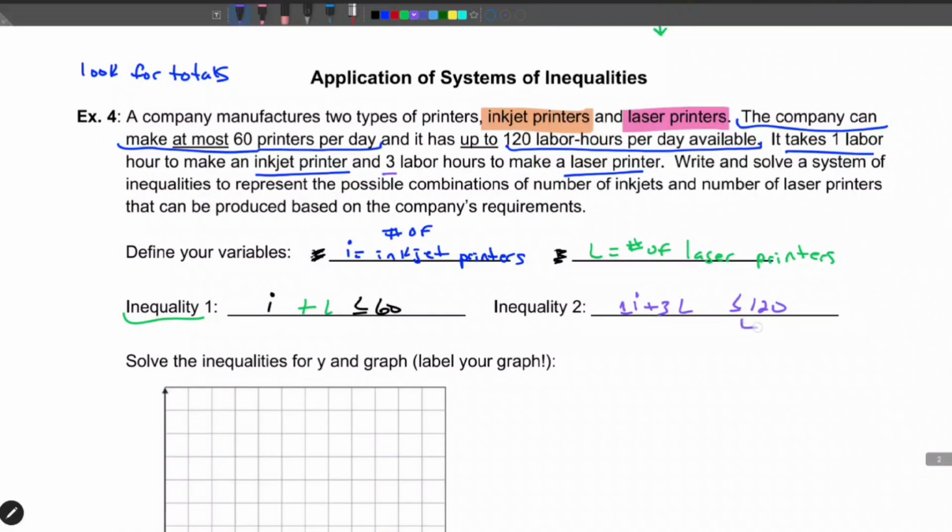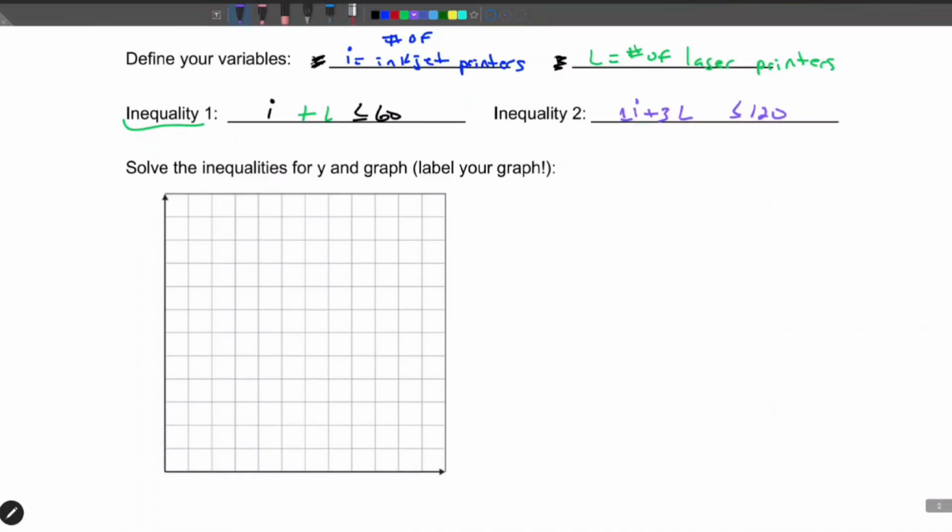And so the 120 labor hours, I equated that back to the hours that it takes to make each printer. If we knew how many inkjet printers and how many laser printers they had, we could multiply the inkjet printers by 1, which is just going to give us whatever that number is, and the number of laser printers by 3, and we cannot exceed 120 labor hours. I want you to graph these two things, so pause the video, graph it, work on your own.